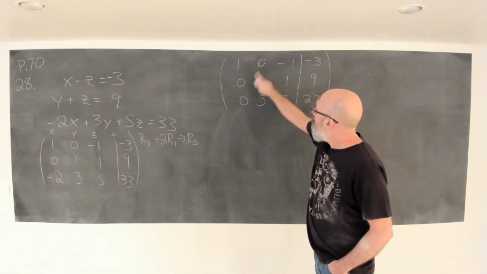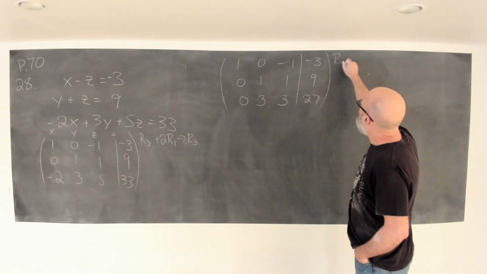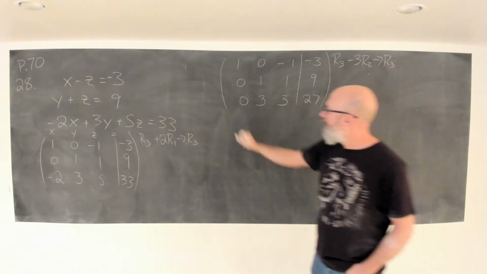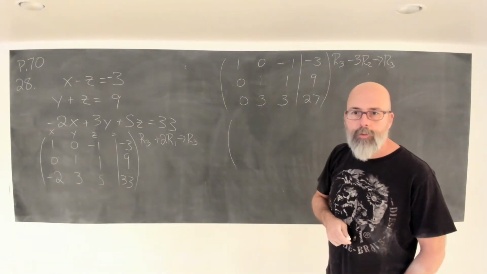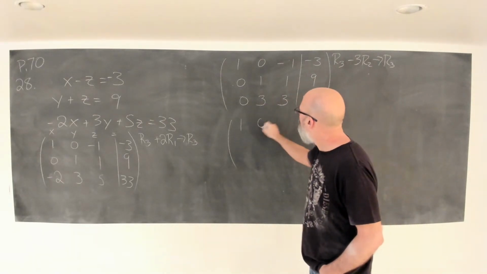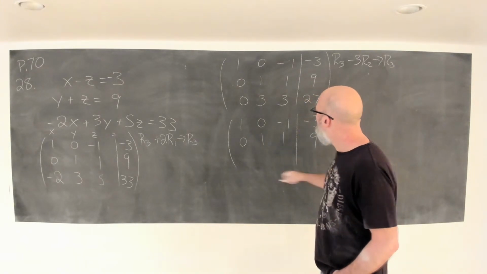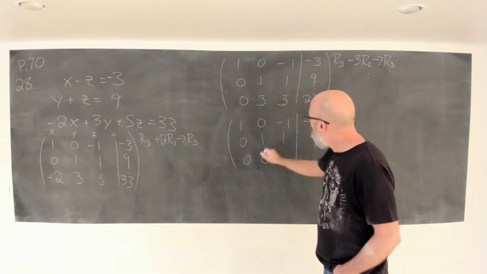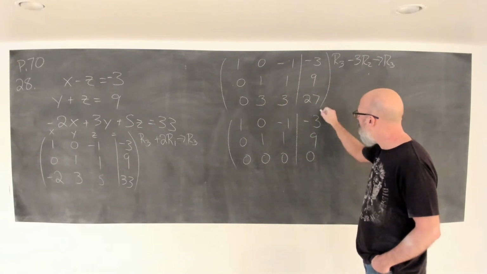We have a 1 here. Let's use that 1 to get rid of that 3. Row 3 minus 3 row 2. You could also do one-third of row 3 for row 3. That's fine too. I claim this is going to be a bit faster. 0 minus 0. 3 minus 3. 3 minus 3. 27 minus 27.